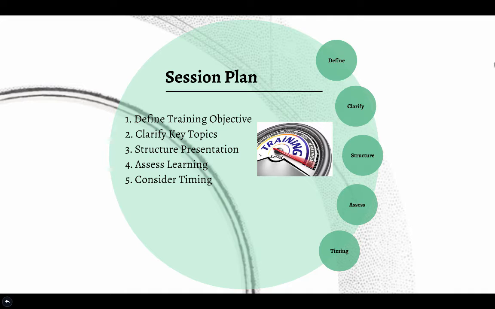It can be as simple as a brief outline or more complex with scripts, prompts, and a list of questions that you plan to ask. There are 5 main steps to create a successful lesson plan. First, you want to define training objectives, clarify key topics and related concepts, structure your presentation, assess learning, and then finally consider timing. Let's look at each of these in a little bit more detail.